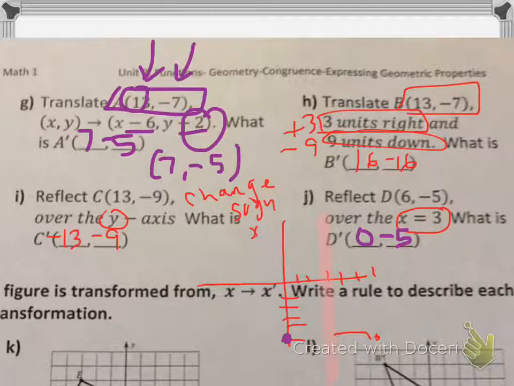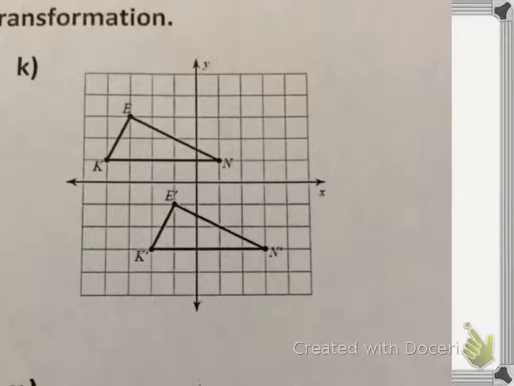All right, so sometimes I just like to draw it out real quick because it's easier than trying to figure out the algebra behind where it's moving. Okay, these next ones ask us to write a rule to describe the transformation. So that's what we're going to do here. We're going to write the rule.